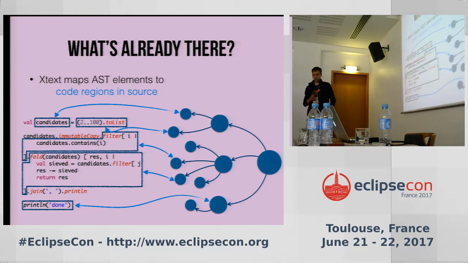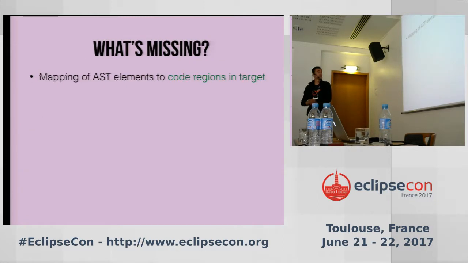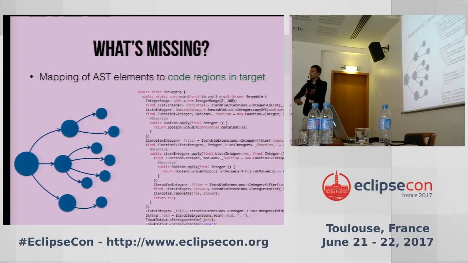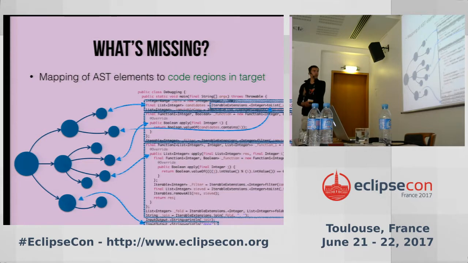But in order to compute these mappings from the source to the generated target, there is one thing missing, actually. And this is a mapping of the AST elements to the code that is produced by our code generator. So, and again, let this denote the AST or excerpt. What we somehow need to tell the tool is which code regions like those correspond to which of the elements in our AST.